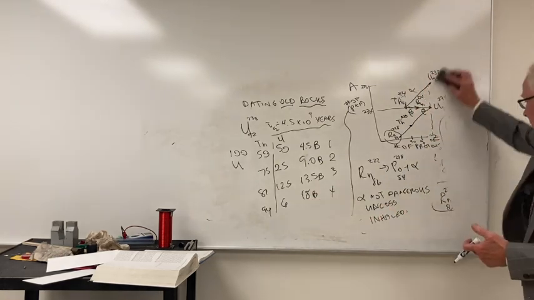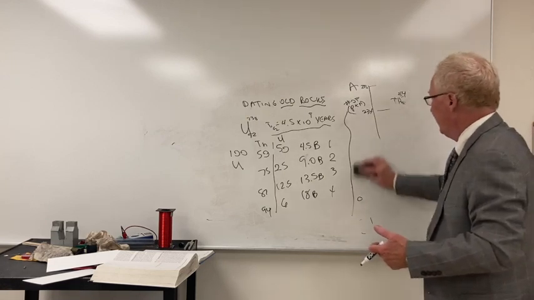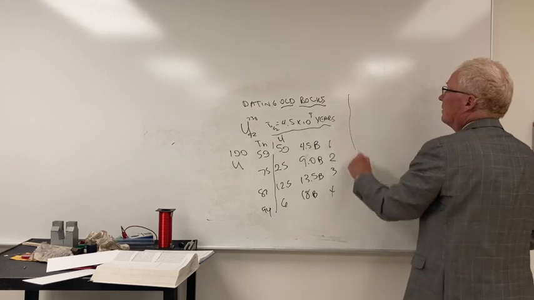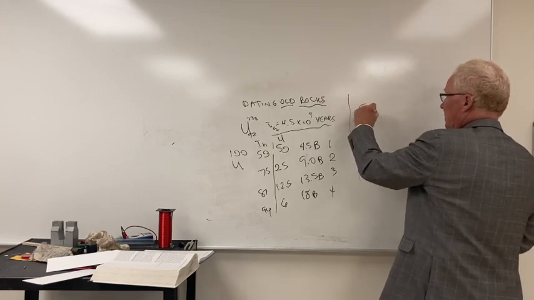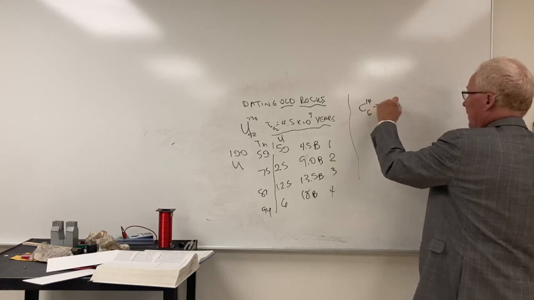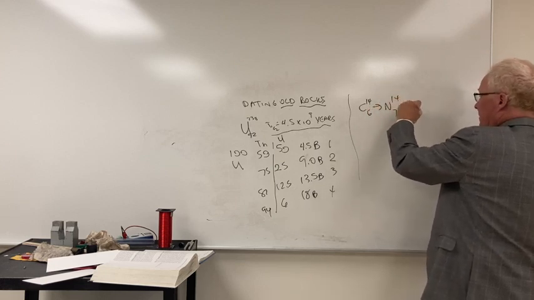Now let's look at one last one. The other example I'll be talking about is carbon-14, right? It breaks down to nitrogen and emits a beta particle.